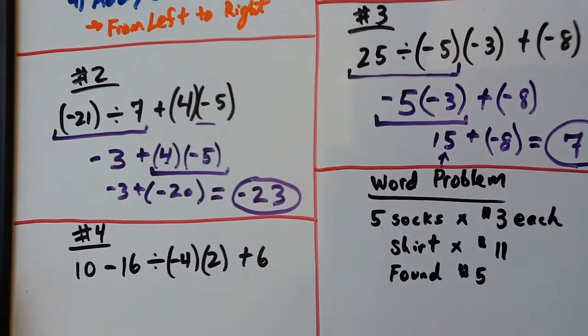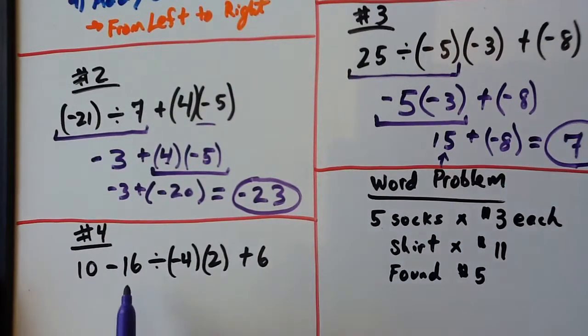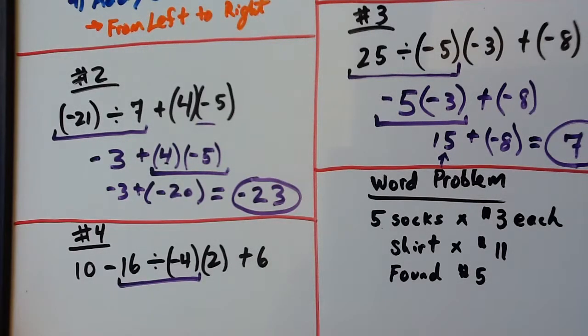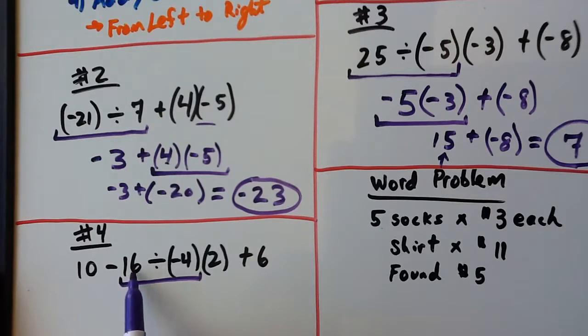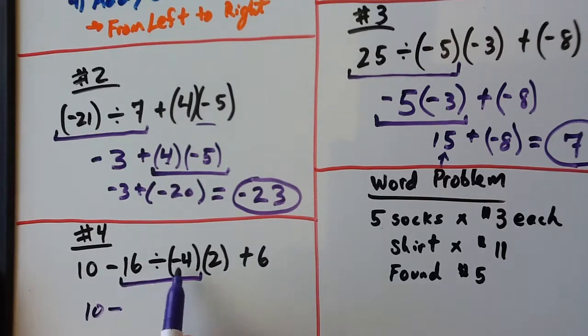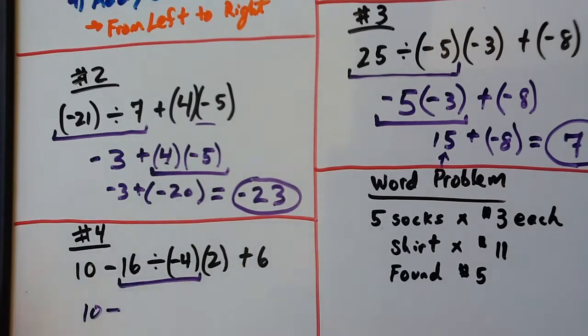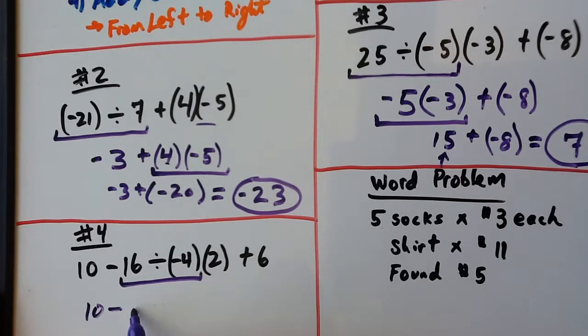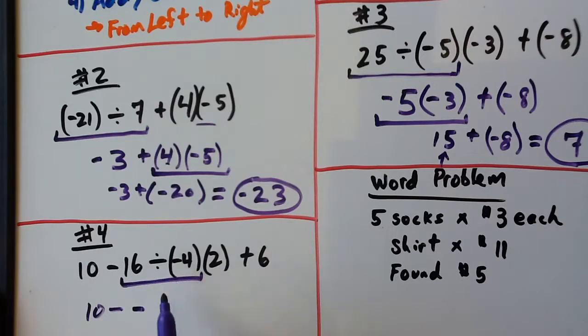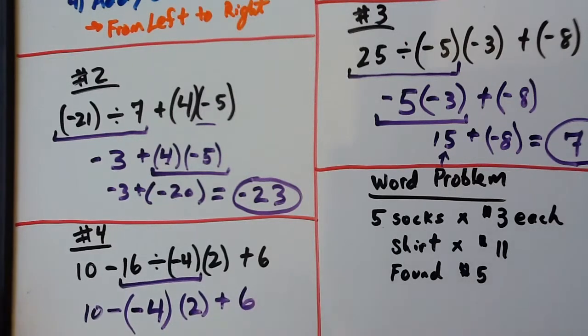Number 4, I need to multiply and divide from left to right. So let's divide first, right, because that's what's on the furthest to the left. So I have 16 divided by negative 4. So bring 10 down. 16 divided by negative 4. Signs are different, so my quotient will be negative. 16 divided by 4 is 4. Okay, still need to multiply by 2 and then add 6.